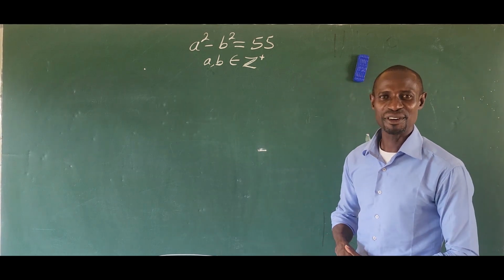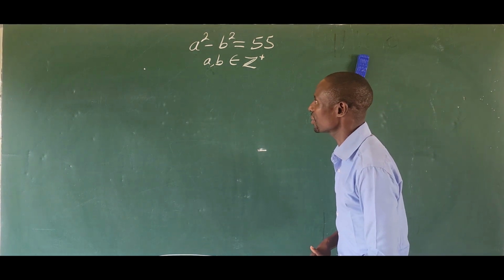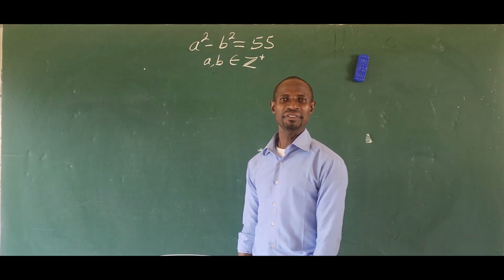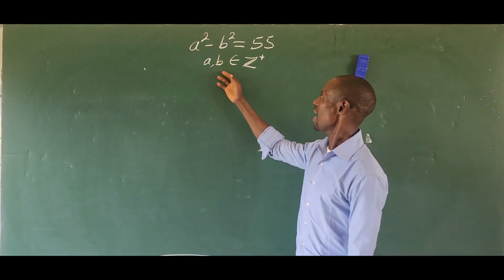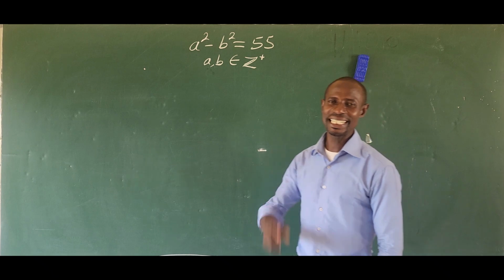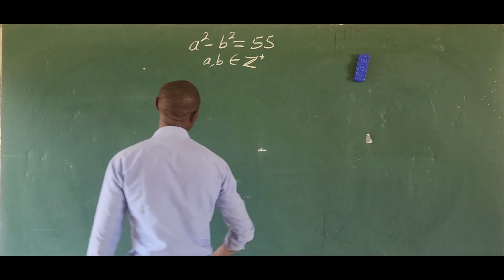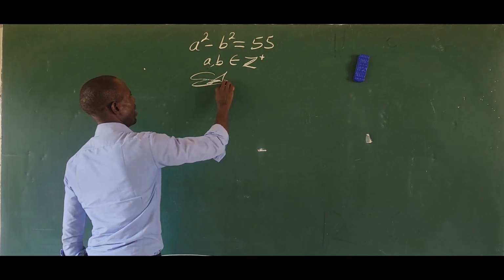So we have the challenge before us here. The question is a to the power of 2 minus b to the power of 2 equal to 55. We are told that a and b belong to a set of positive integers here. Okay, so how do we solve this? Alright, so here we take our solution first, right?